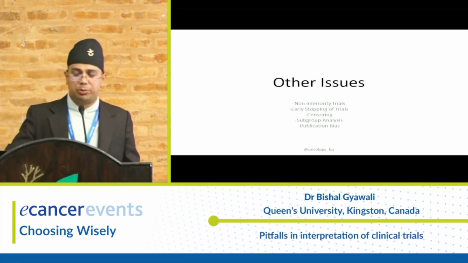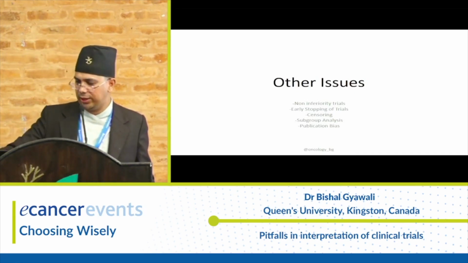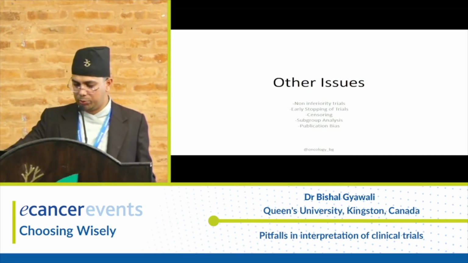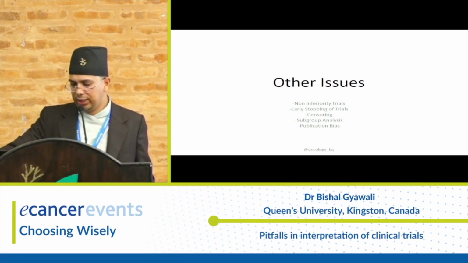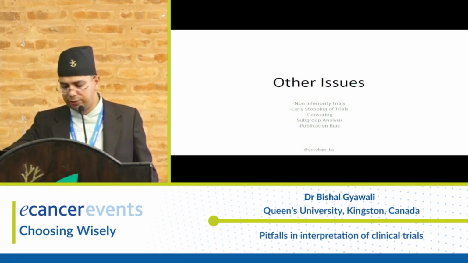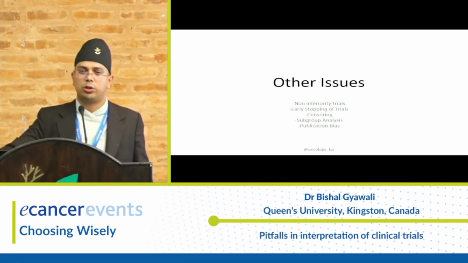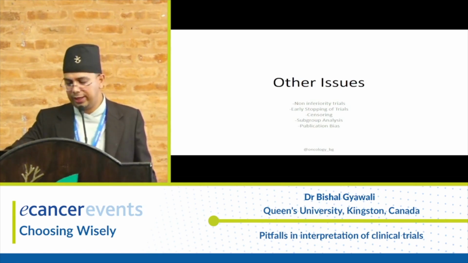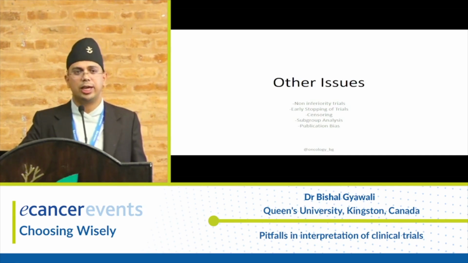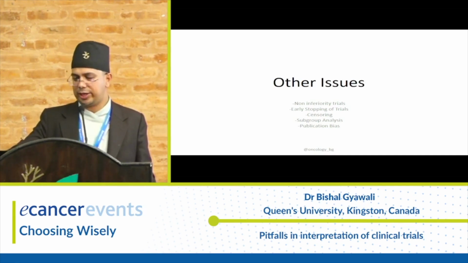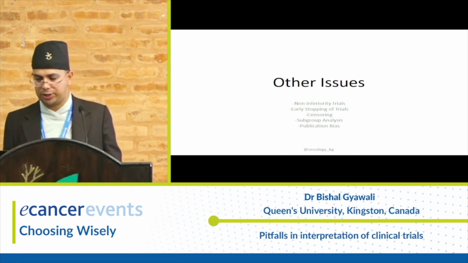Okay, some other issues, some small issues when reading a clinical trial report. I'll not have time to go through all of this in detail. Like, there are issues about how to read a non-inferiority trial and what to do about trials that are stopped early. The issue of censoring, Chris mentioned in his talk briefly. But I'll take some time to discuss subgroup analysis and publication bias. I think these are relevant across several disciplines of medicine.